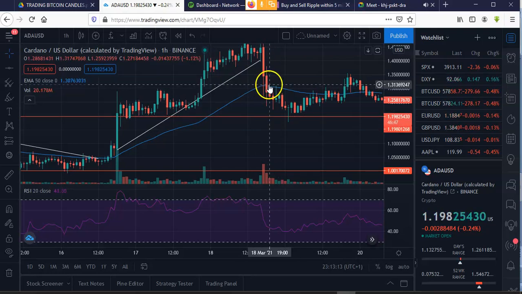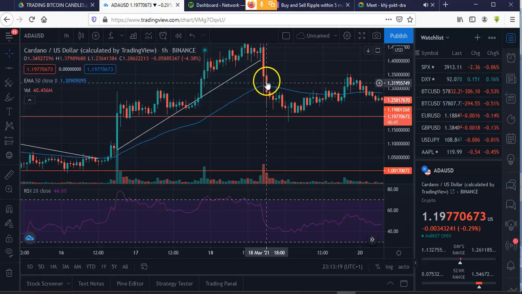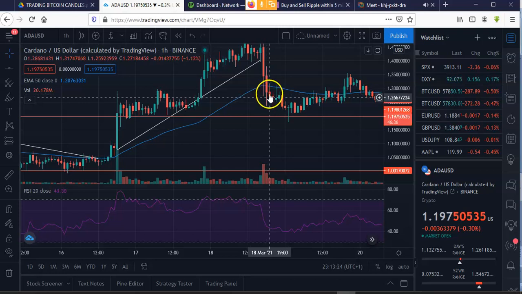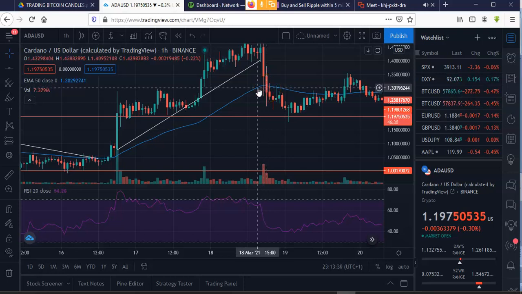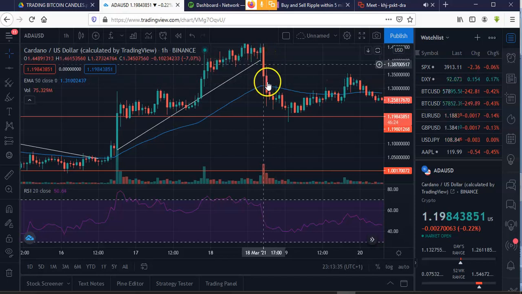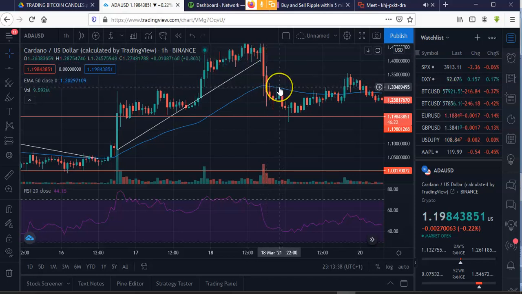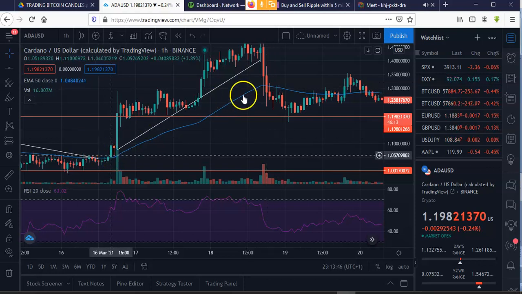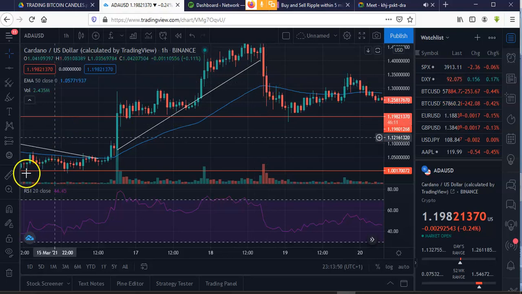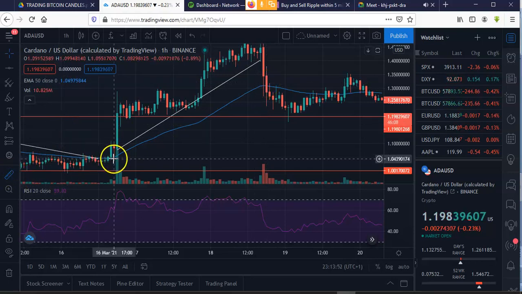Okay, so from here I can see that the price is trying to, a bearish engulfing pattern is crossing over the 50 EMA. Okay, and with this confirmation I can sell my position. So someone who bought from this point and sold at this point, let's calculate how many percent profit the person must have made.